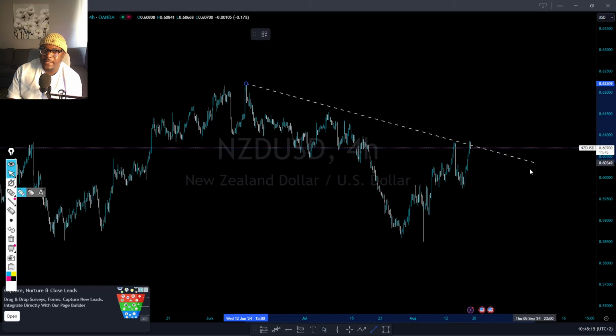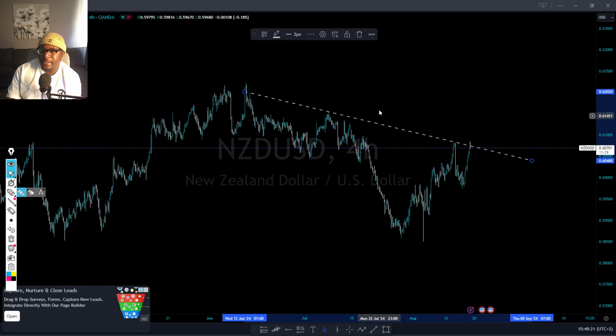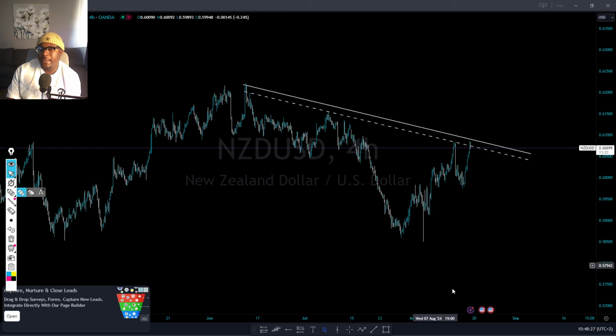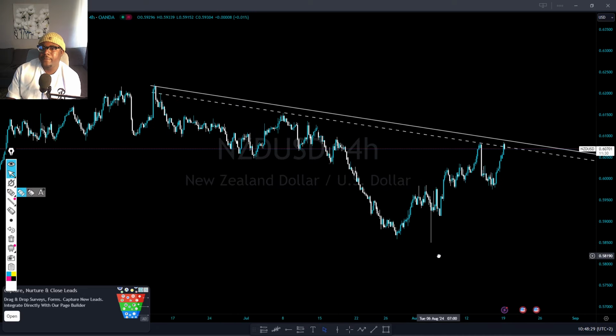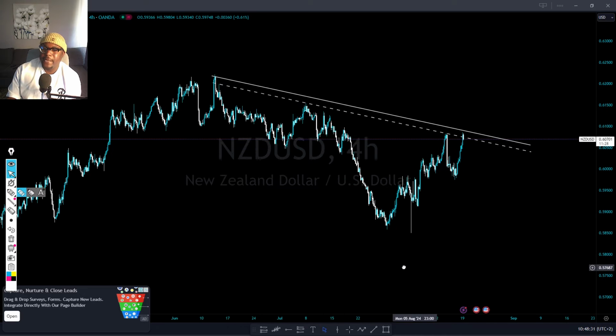So I will just try to draw it from here. I will cover this so that I don't really fall for any breakouts. I will then do it like that, and have a double structure like that. So that will cover any fake move. So now I have my structure like that. So this is a very nice downtrend structure.